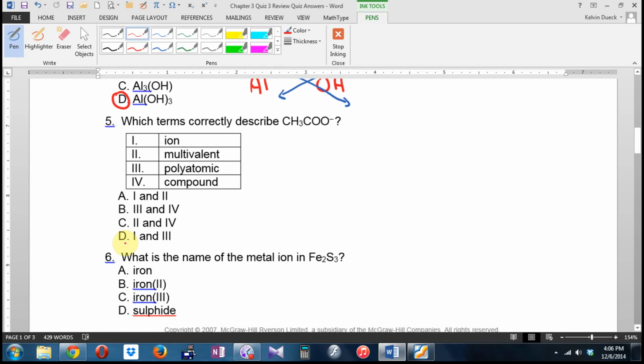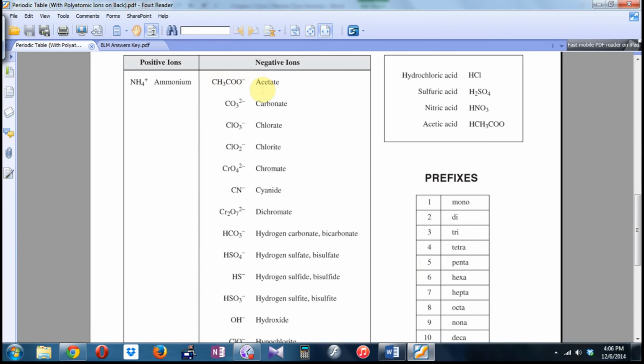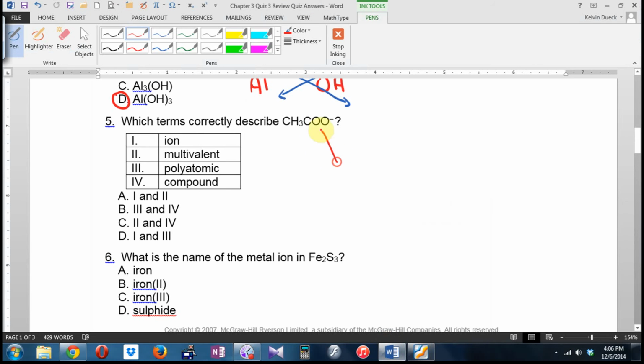Which of the following terms correctly describes CH3COO negative? Now, I recognize this actually. This is acetate. Which is an ion. In fact, it's a polyatomic ion. It is not multivalent. It doesn't have more than 1 ion charge, and it's not a compound. So, 1 and 3, D.